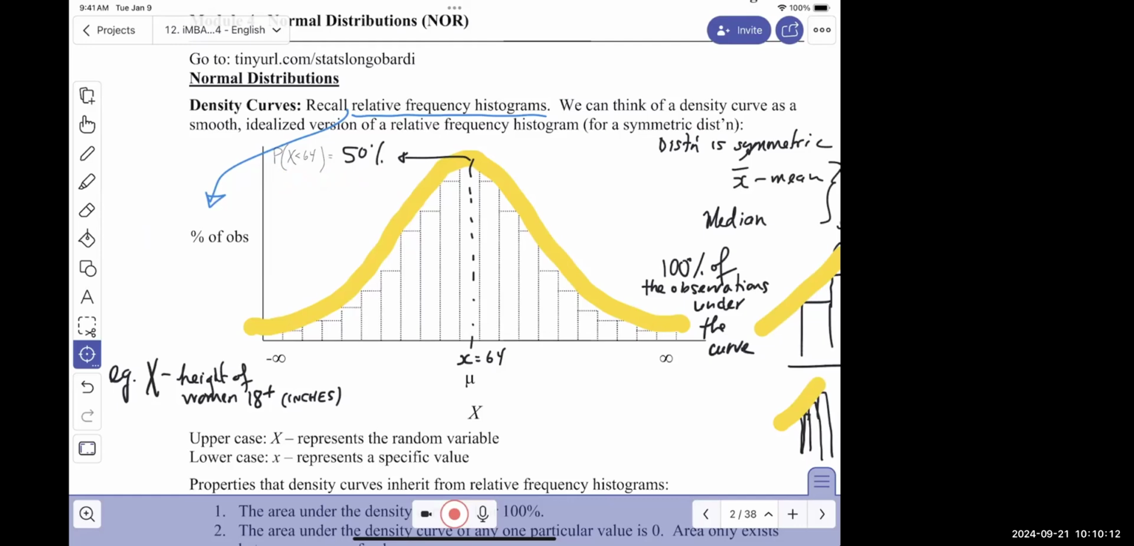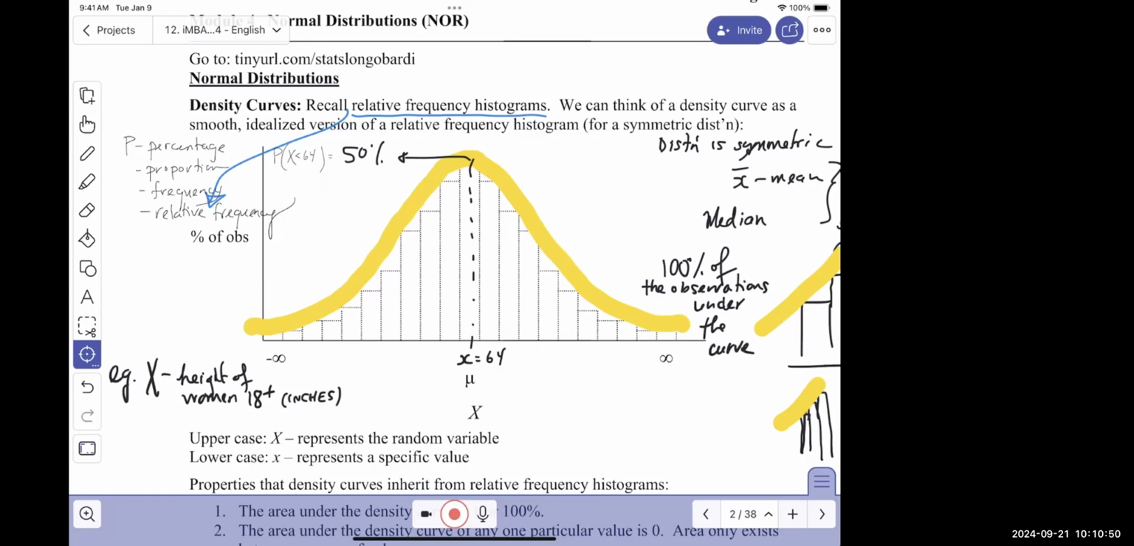Okay, so P stands for percentage, or proportion, or frequency, or you could even say relative frequency, which is what it is. As a percentage, that's what P stands for. Percentage, proportion, frequency, relative frequency.